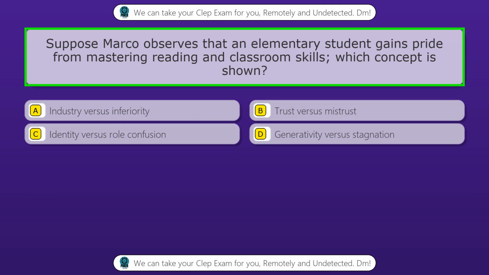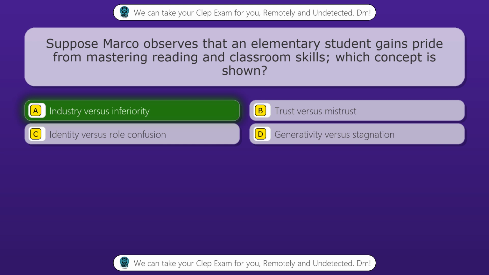Question 19. Suppose Marco observes that an elementary student gains pride from mastering reading and classroom skills. Which concept is shown? Option A, industry versus inferiority. Option B, trust versus mistrust. Option C, identity versus role confusion. Option D, generativity versus stagnation. The correct answer is option A, industry versus inferiority.